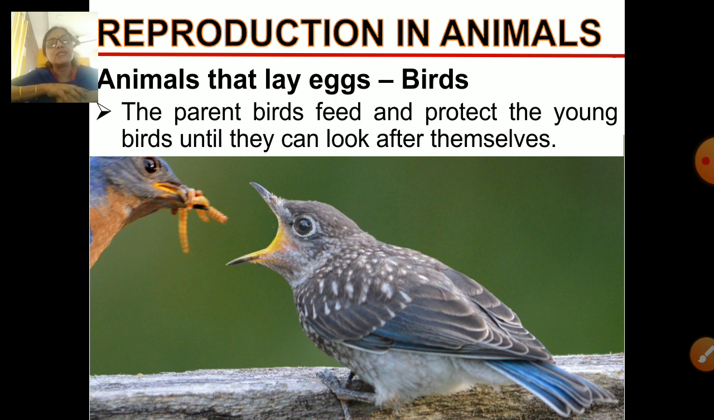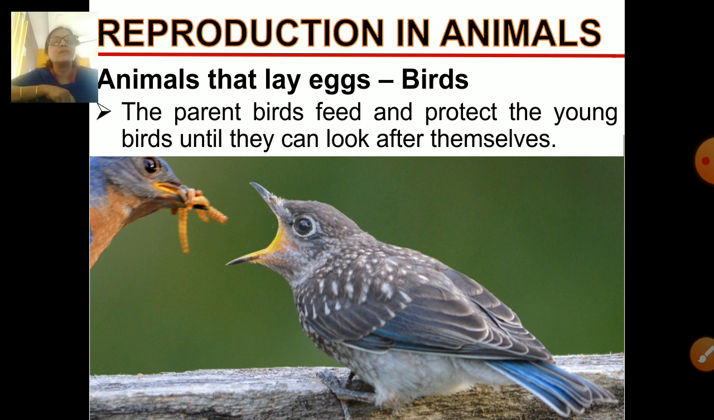You can say that they take care of their small baby birds. You can see in the picture how the parent bird is feeding the baby bird, right? Because they are small, they are not able to fly, their wings are not fully developed. So the parent birds feed and protect the young birds until they can look after themselves.